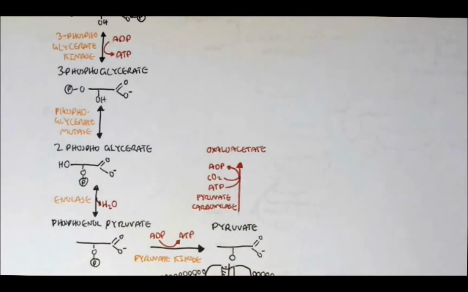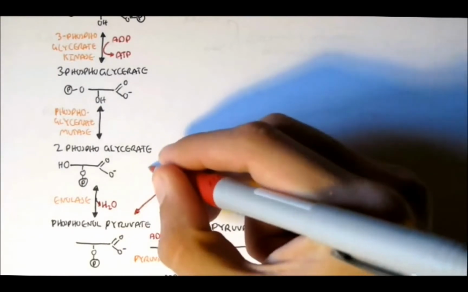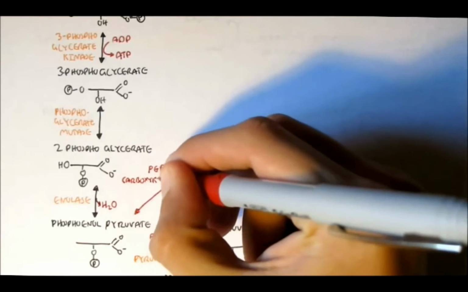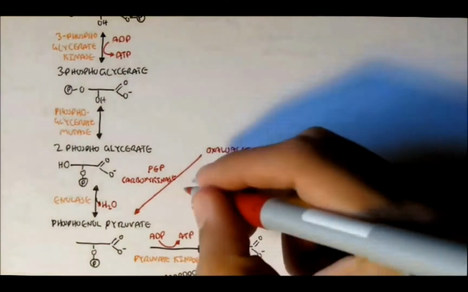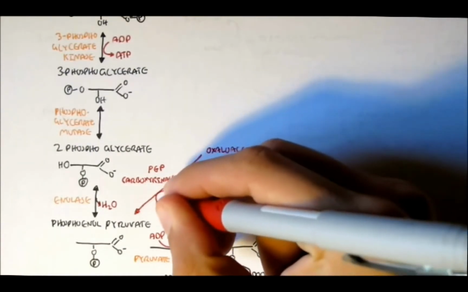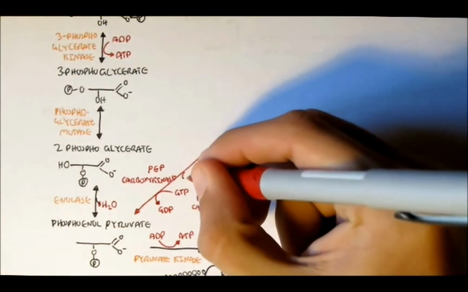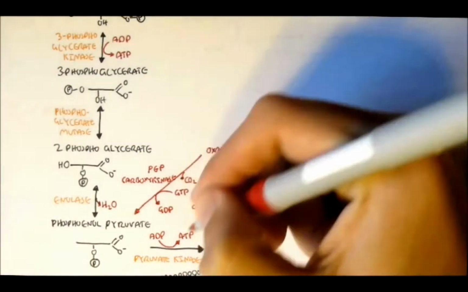So the second reaction, oxaloacetate with the enzyme phosphoenolpyruvate carboxykinase will then convert to phosphoenolpyruvate. And it gets its phosphate group from GTP. And also, the carbon dioxide group, which was previously added, is lost. So in this reaction alone, quite some energy is invested.